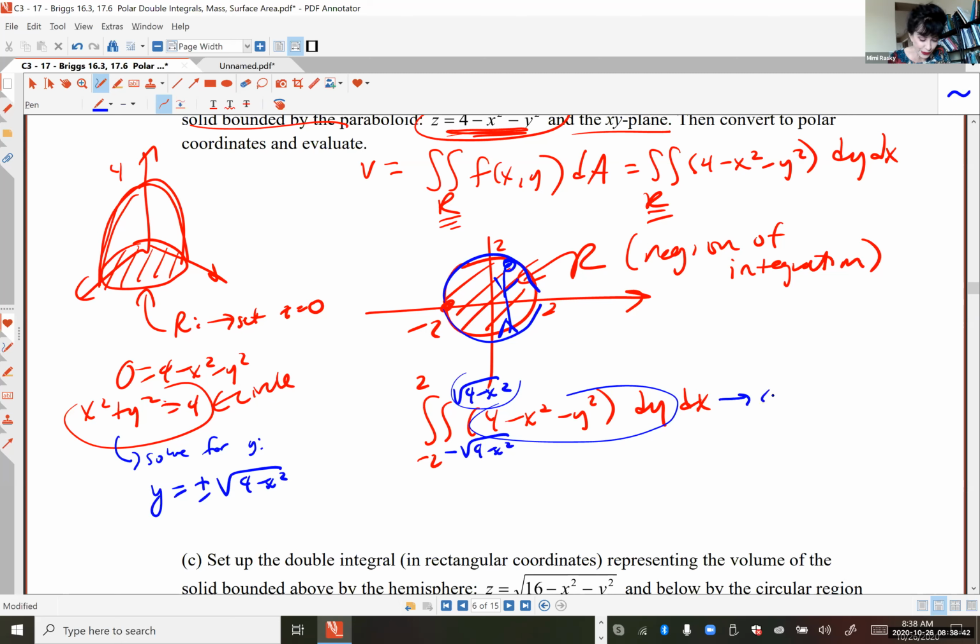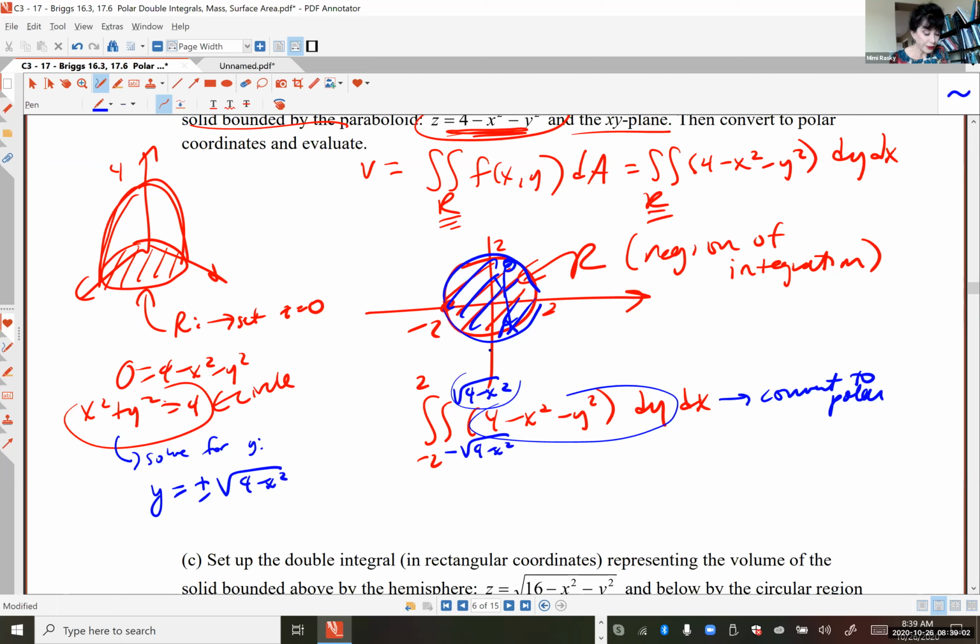Instead, convert to polar. My goodness. And the reason why this is a perfect candidate for polar is the region of integration is a circle. So anytime you have circles or portions of circles or polar graphs, essentially polar sectors, those are the best type of double integrals to convert to polar.